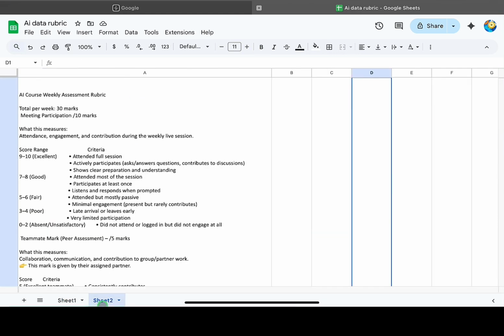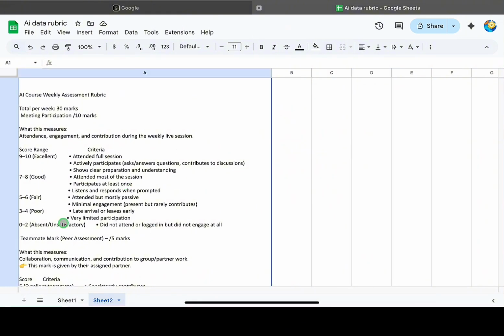And on sheet 2, this is where I have the actual explanation of that rubric, right? So, for example, let's look at the first one, meeting participation: attendance, engagement, and contribution during the weekly live session, right? Excellent is a 9 out of 10, where you attend full sessions, are actively participating, asking, answering, contributing to discussions. Then you show clear preparation and understanding. This is 9 out of 10, right?